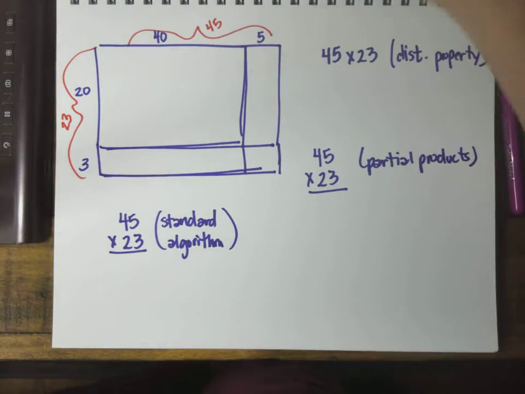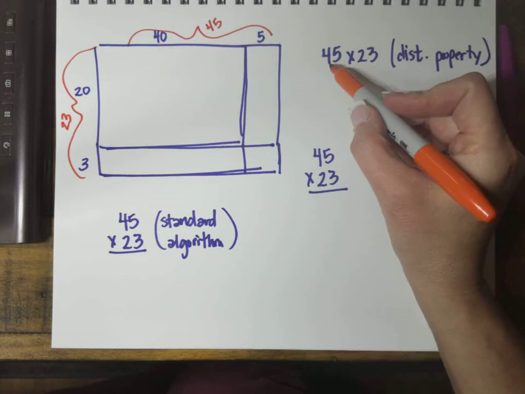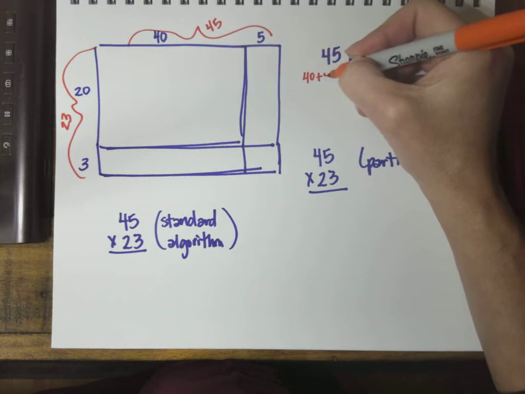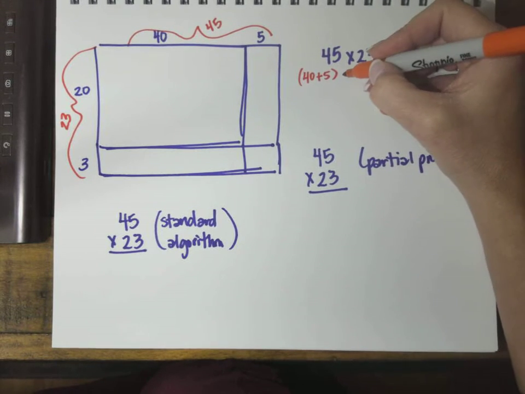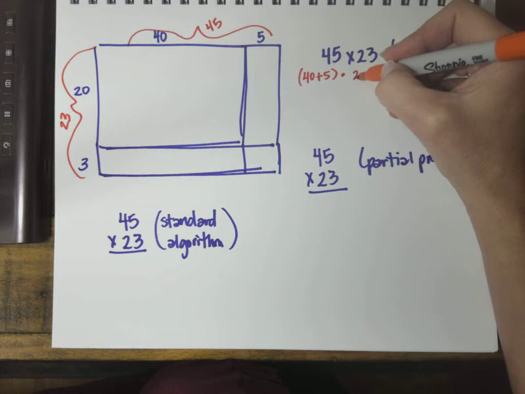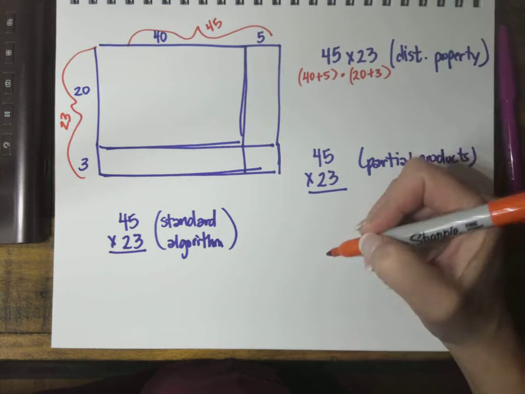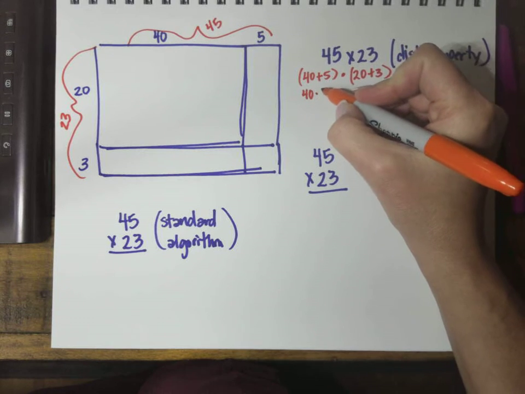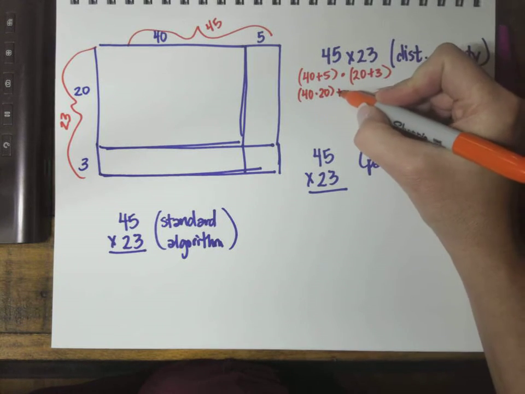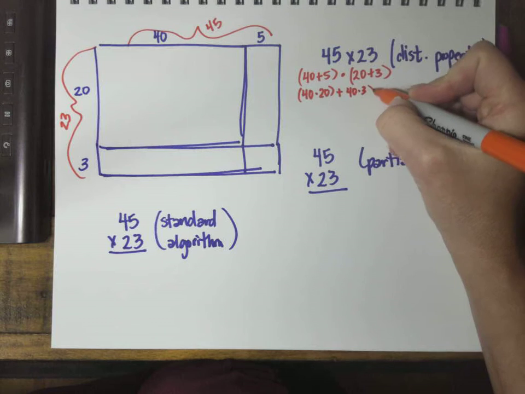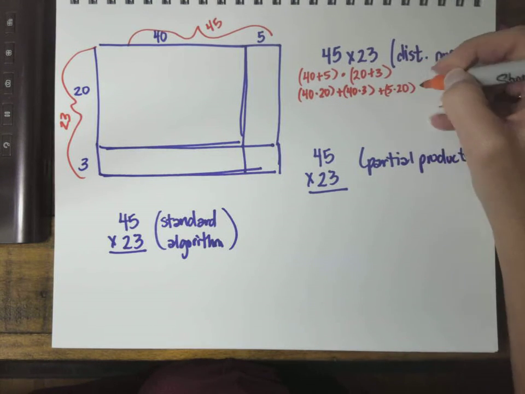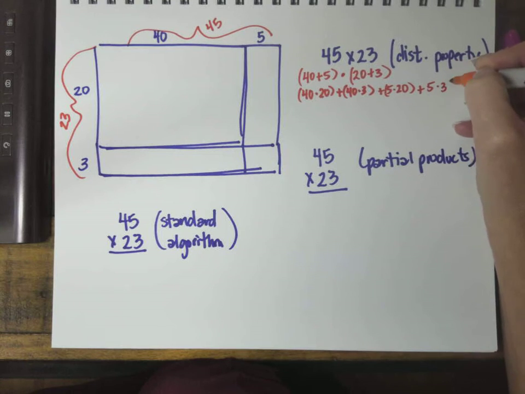So before we go any further, let's do our multiplication using the distributive property. So if we're multiplying 45 groups of 23, what we have is 40 plus 5 groups of 20 plus 3, which is going to give us 40 groups of 20 plus 40 groups of 3 plus 5 groups of 20 and 5 groups of 3.